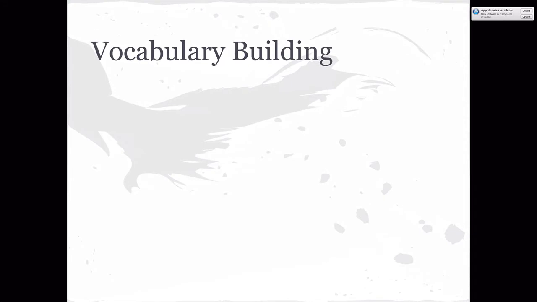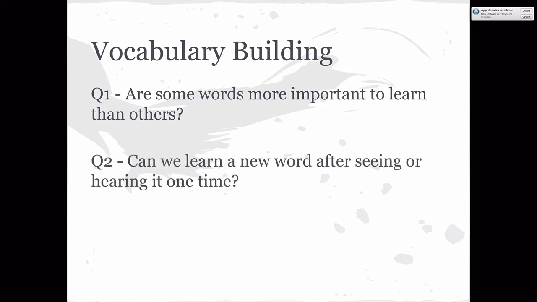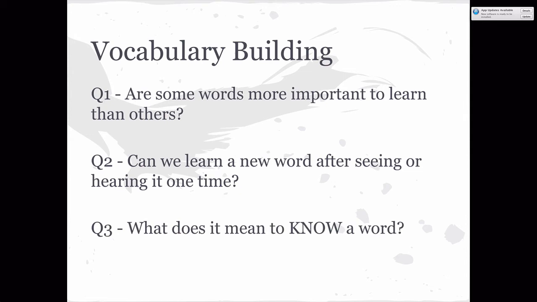So we're going to start today's video with a review of what we did in Cube English 1, and then we'll go on and talk about some topics related to vocabulary building, vocabulary learning strategies, and introduce some websites. You may remember from Cube English 1 we had 3 questions about vocabulary. First question was, are some words more important to learn than others? Our second question, Roger? Can we learn a new word after seeing or hearing it one time? And our last question, what does it mean to know a word?